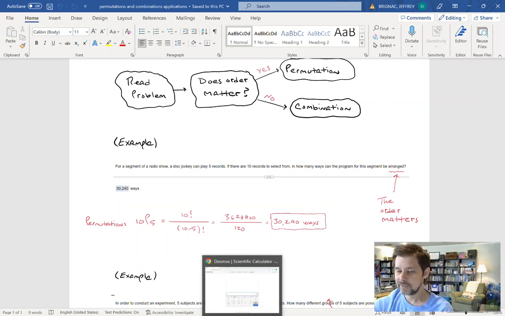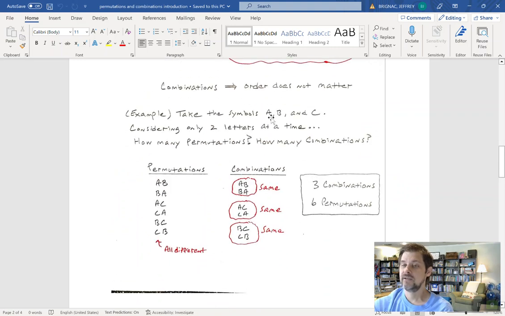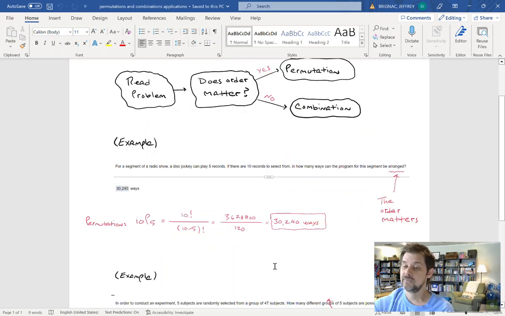So think of that a little bit like, if you want to go back to my other slide, in this example, I have 3 letters to choose from, but I just want to take 2 of them at a time. So I'll get these 2-letter strings that are either distinguished by order or not. So here I have 10 songs to choose from, but I'm just going to take 5. All right, and so it's the same concept of that thing I just showed you. Now, okay, I read it.